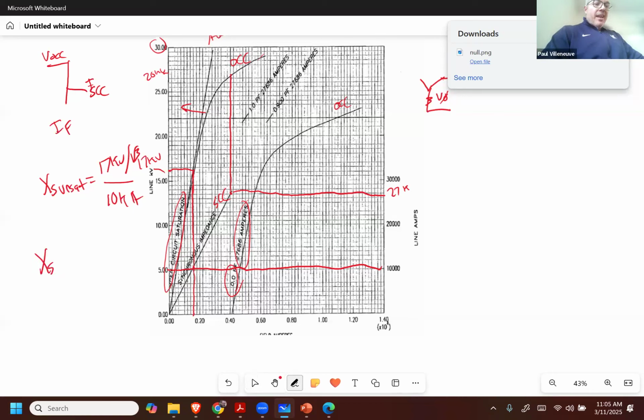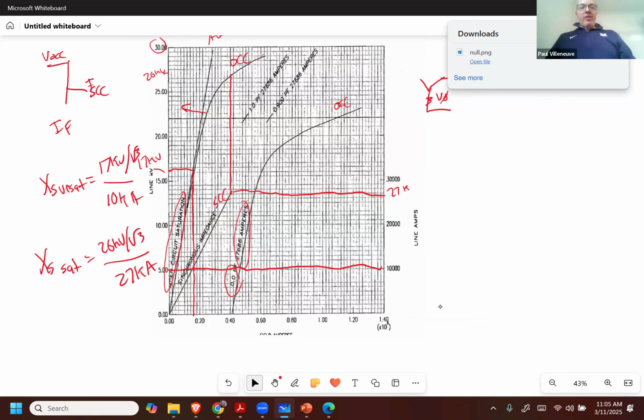So my XS saturated is going to be equal to my 26 kV. Again, I've got to divide by the square root of 3 because I'm looking for a phase voltage. And now I'm going to divide that by 27,000 amps. And those are the two values you have. I didn't even calculate RA.